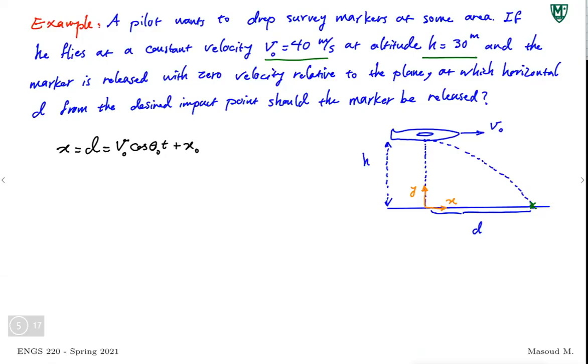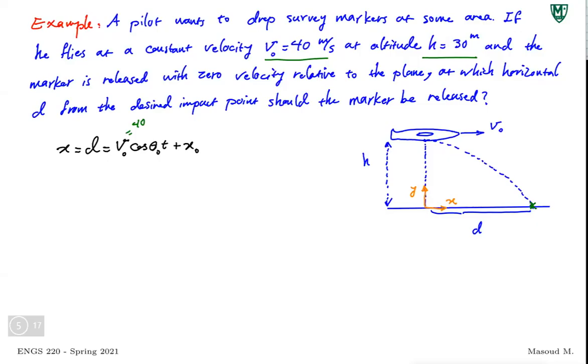So what are the parameters here? What do I know? What I don't know? What are the things that I know? What are the things I don't know based on this coordinate system and everything? Well, V naught I know, right? V naught is 40 meters per second. What is theta naught? Do I know it? What is the value if I know it? Yes, exactly. So it would be 0, right?